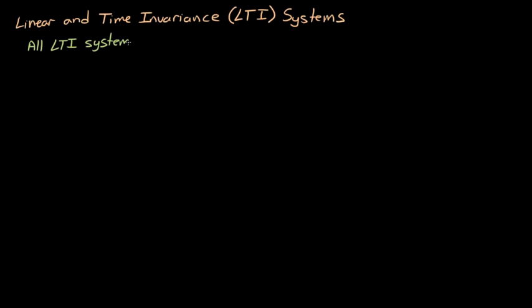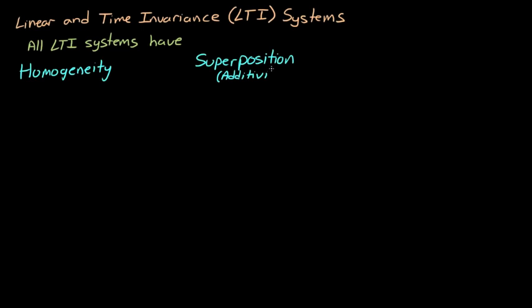In this lecture, I will be discussing linear and time-invariant systems, or LTI. LTI is a title given to a class of systems that respond in a certain way when subjected to an arbitrary input. All LTI systems have the following defining properties. These are homogeneity, superposition, which is also referred to as additivity, and time invariance.